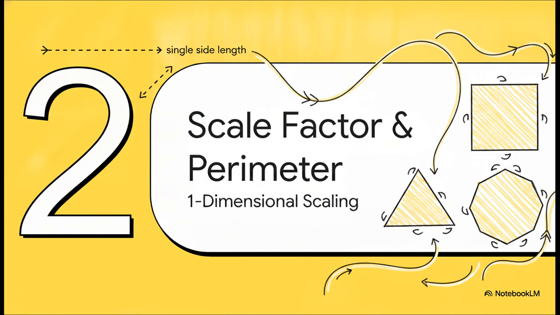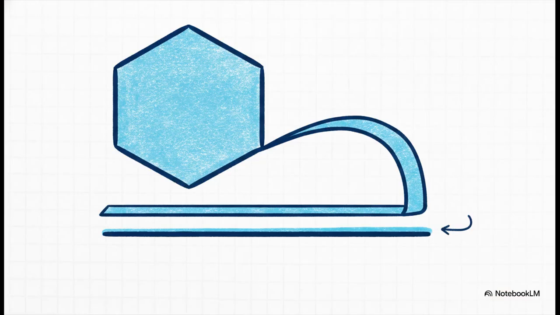Moving on to Section 2, Scale Factors and Perimeters. Let's see what happens when we combine these individual side lengths to find the total distance around a shape. Perimeter is what we call a one-dimensional measurement. Now, even though it wraps around a 2D shape, the perimeter itself is basically just a simple line segment bent at the corners. Because it's one-dimensional, the scaling relationship is incredibly direct. It's linear. If every single side gets multiplied by k, then the total sum of those sides, your perimeter, is also simply multiplied by k.